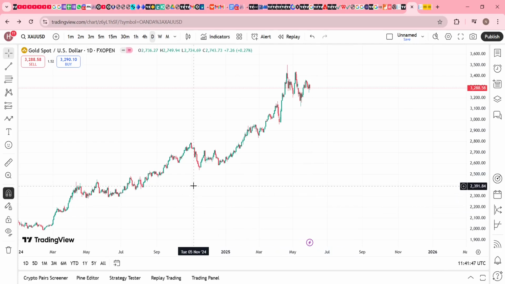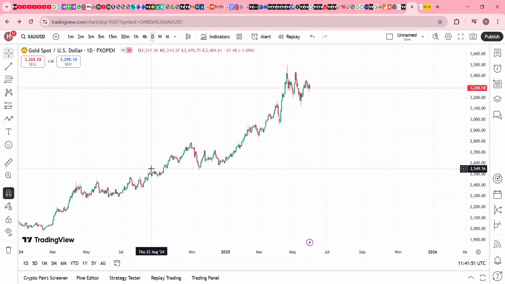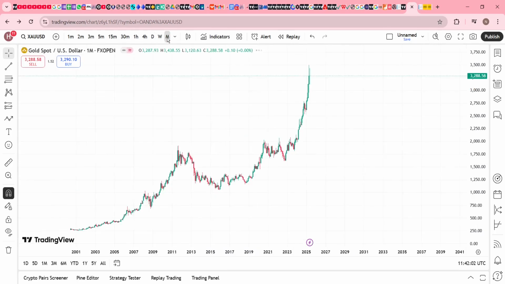We are going to do a top-down analysis and get closer to the market and get some setups for tomorrow, Monday, upon the opening of the London session. So we are going to do top-down analysis, as I earlier said. Right now I'm on the daily time frame. Let's head over to the monthly time frame.